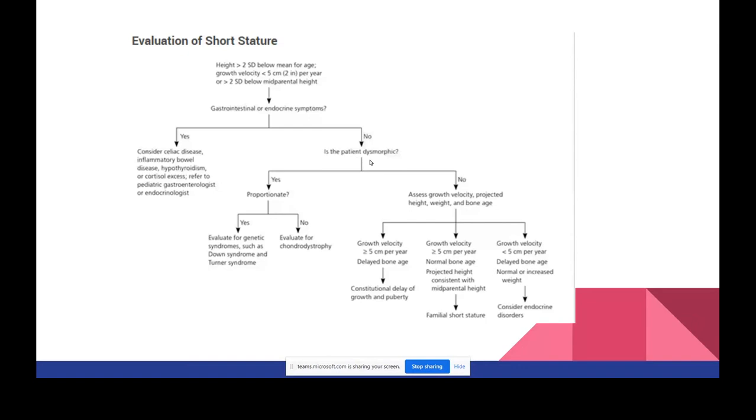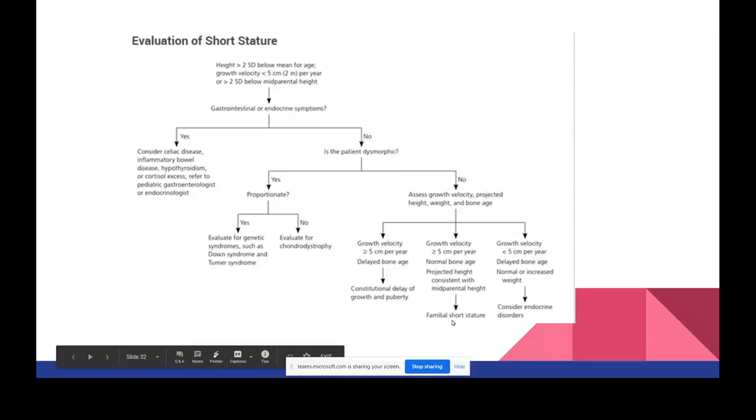What you need to work up here: assess growth velocity, projected height, weight, and bone age. If growth velocity is more than 5 centimeters per year and the bone age is delayed, it is CDGP, constitutional delay of growth and puberty. And if the growth velocity is more than 5 centimeters per year, but bone age is normal and projected height is consistent with the mid parental height, it is a genetic short stature or a familial short stature. You don't have to do anything for these two cases, constitutional or familial short stature.